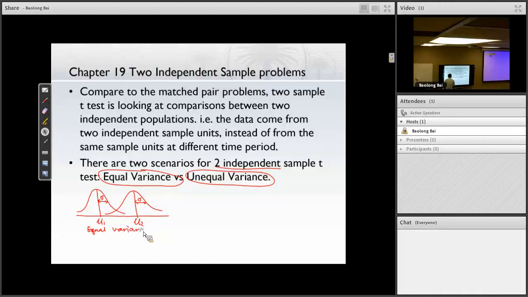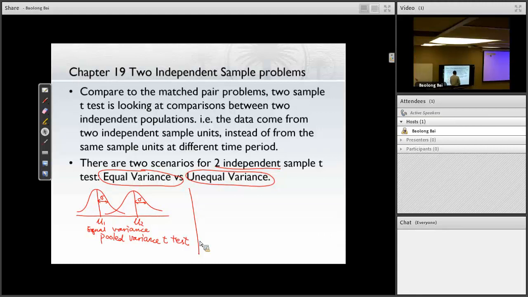Variance is just the square of the standard deviation, right? So in this case, we use a procedure called a pooled variance t-test. So if the two population variances are the same, we use pooled variance t-test.